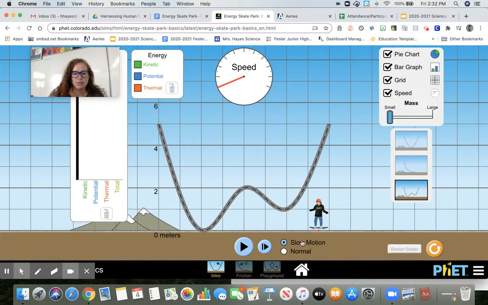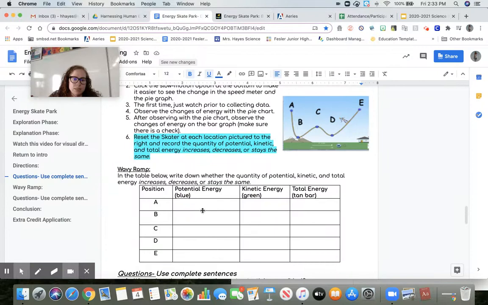Okay, again, I want to have slow motion. I'm going to put him on the ramp. I like to have it on pause so that I can see it right here. And so I can see at A, the top, it's all potential energy. So the potential energy can't increase anymore, so it's increasing. Kinetic, there's none, so it must have decreased. Total, you should know, the same.